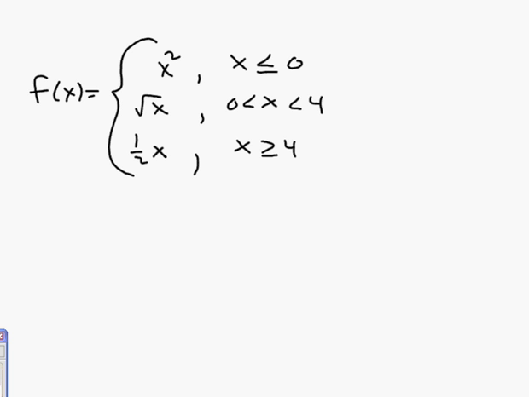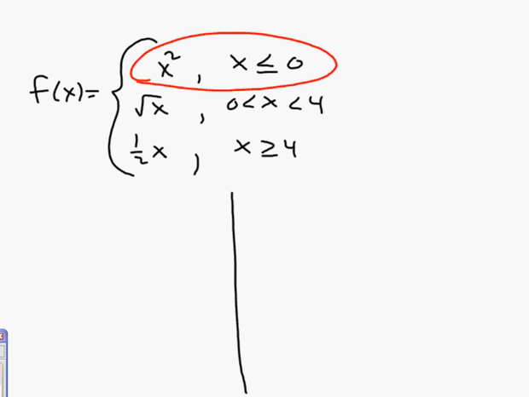Okay, so I'll color code this. Let's look at the first part of this function, the first piece of this piecewise function. Okay, and like I've advised in the past, let's specify the domain for that. So this first function, x squared, we're going to graph for all values of x less than or equal to 0. So what you should do is start picking numbers in this set.